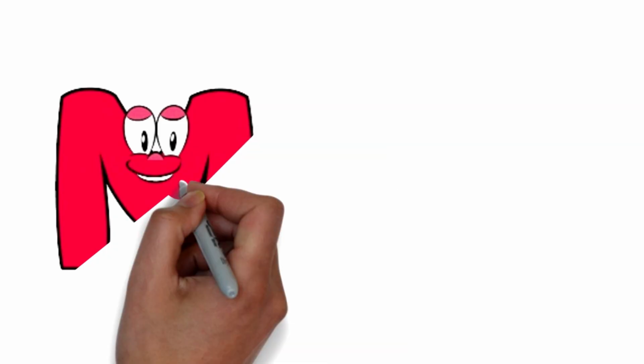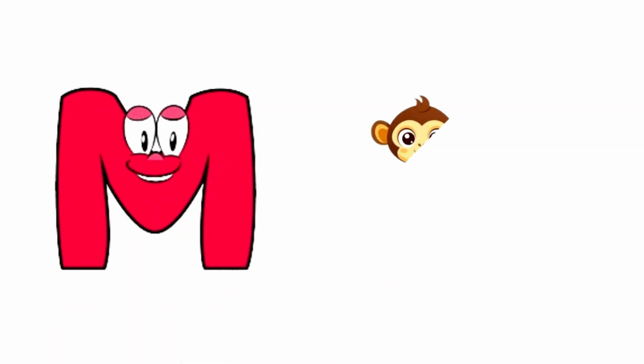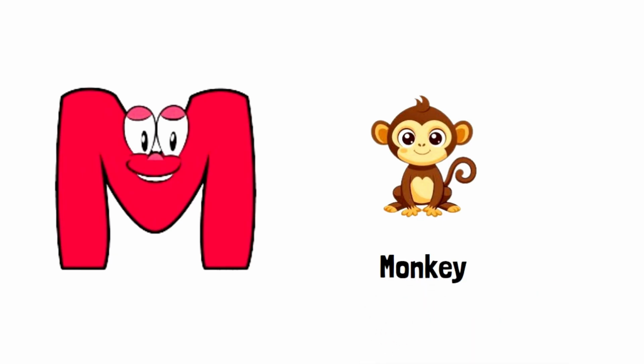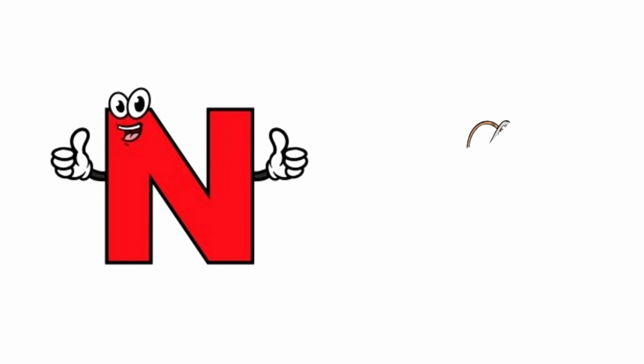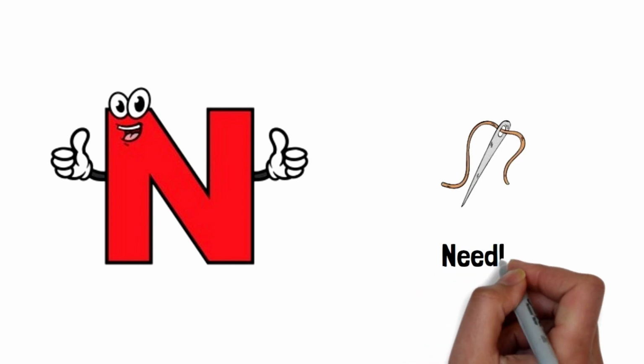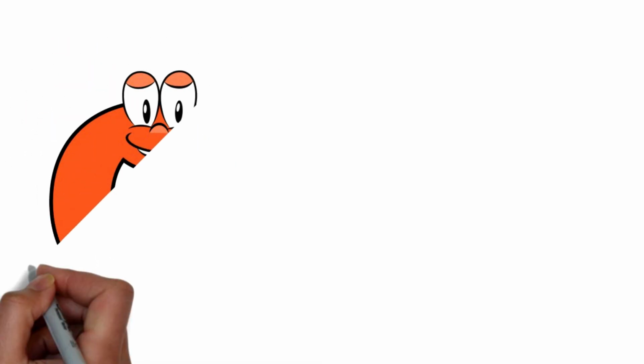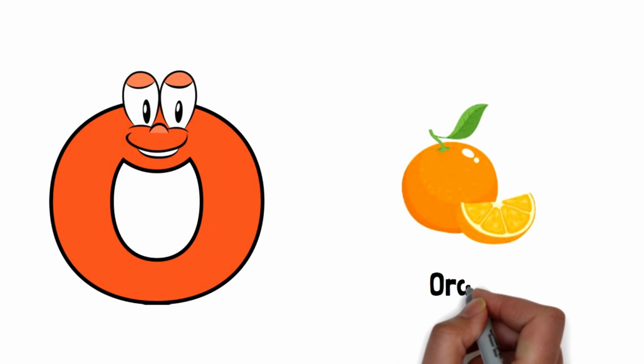M is for monkey, monkey, monkey, M, monkey. N is for needle, needle, needle, N, needle. O is for orange, orange, orange, O, orange.